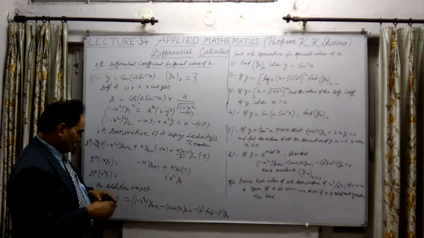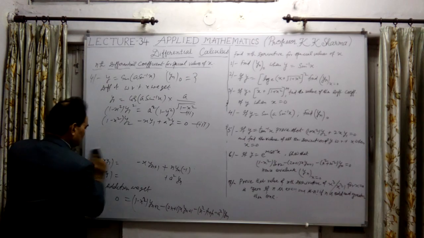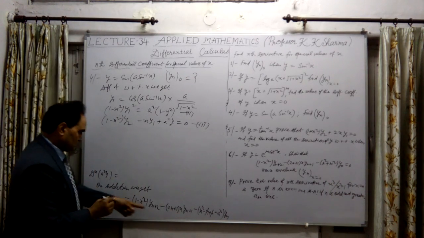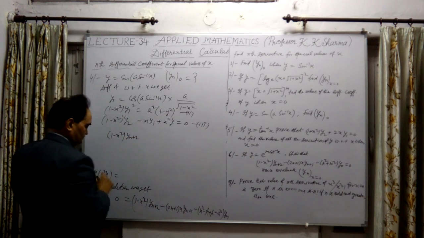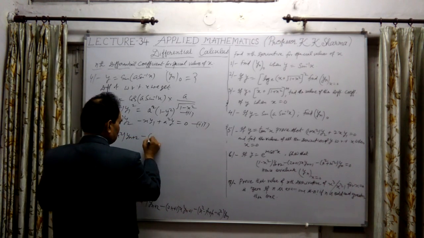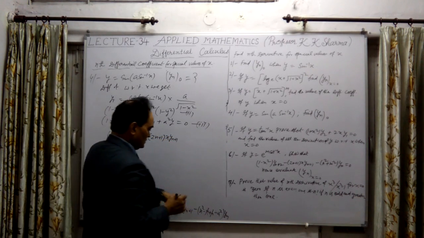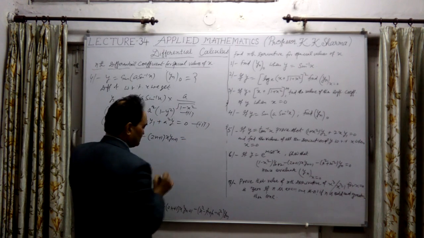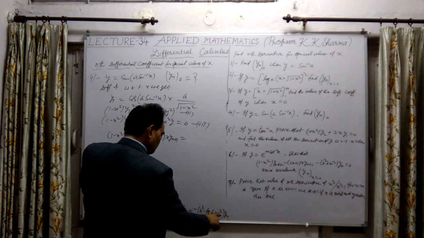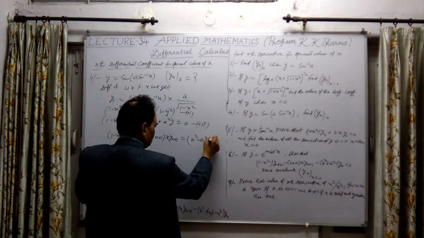Okay, so now let me write it here. As the fourth equation, this term is (1 - x^2) y_{n+2}, minus 2(n + 1) into x into y_{n+1}. And the last step is, or if I write it as equal to, doesn't matter, let me write it as a^2. So this will be plus, because the minus sign if you take common, it has to be (n^2 - a^2) into y_n.